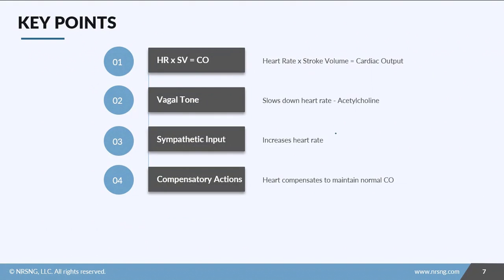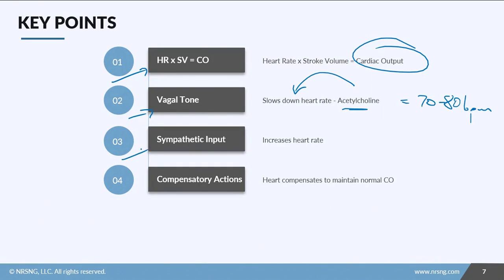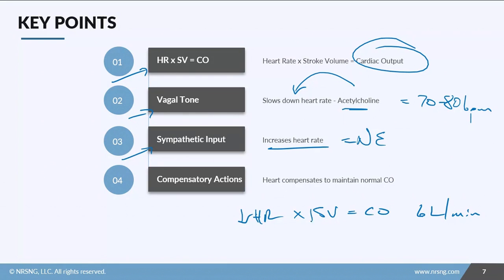Okay, so let's recap. Anytime you're dealing with cardiac physiology, you have to remember this equation. You got your heart rate times stroke volume, and that's going to equal your cardiac output. Your vagal tone is that normal acetylcholine to keep the heart going at 70 to 80 beats per minute. And acetylcholine slows down the heart rate. When you have the sympathetic input, that's going to increase the heart rate, and that's due to the norepinephrine. And then you have these compensatory actions. The heart's going to compensate to maintain that normal cardiac output. So you've got your heart rate times stroke volume, and that's going to give your cardiac output, and you want to maintain that at about 6 liters per minute. So let's say your heart rate goes down, well, your stroke volume is going to compensate to make sure that this stays about normal.